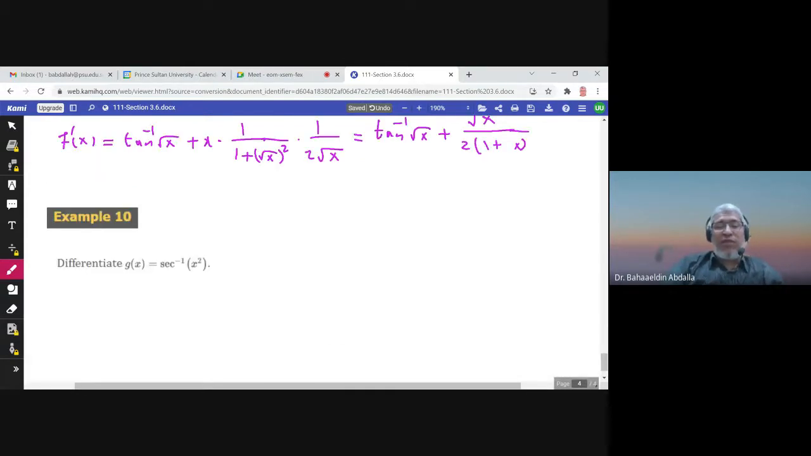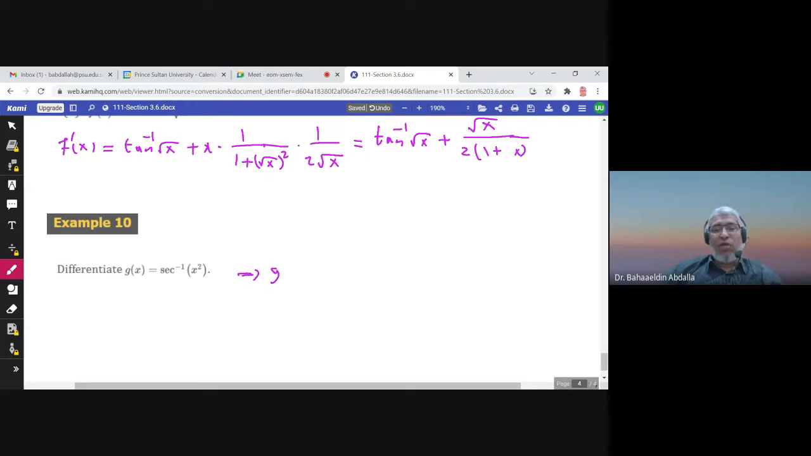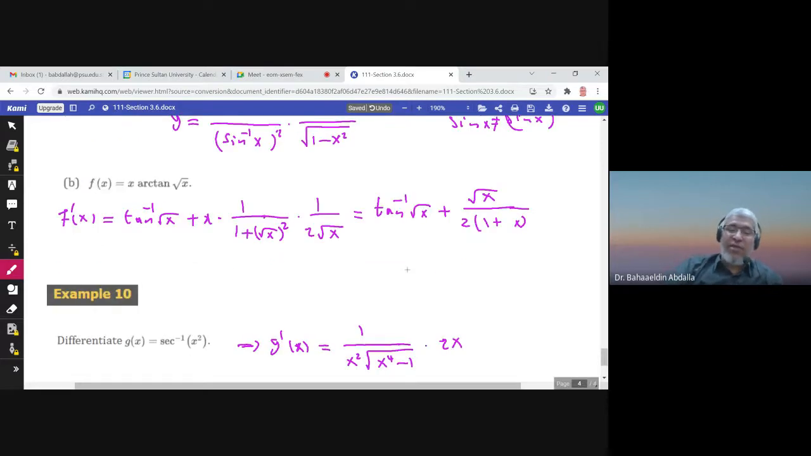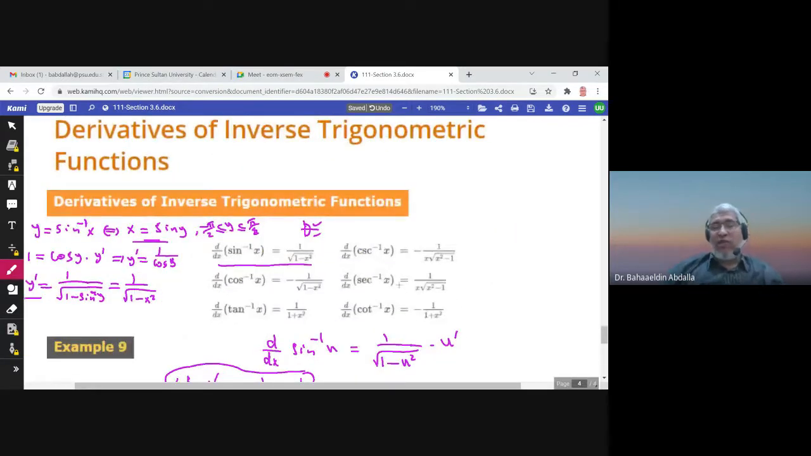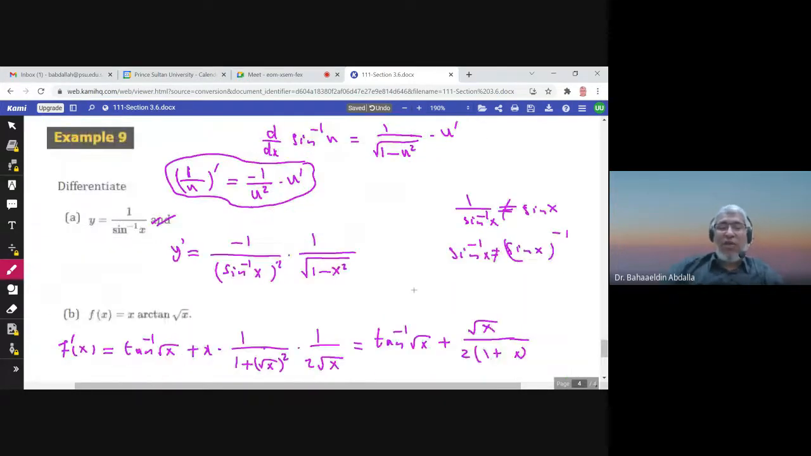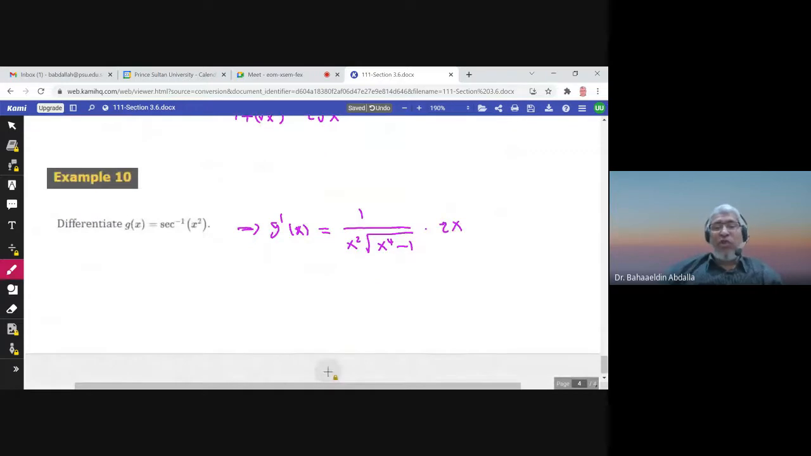Finally, let us find the derivative of secant inverse x squared. Well, g prime would be, this is secant inverse of u. The derivative is 1 over u, which is x squared, times the square root of u squared, which is x to the power 4, minus 1, times the derivative of x squared, which is 2x. So this is exactly the chain rule. The derivative of secant inverse is 1 over x times the square root of x squared minus 1. If it is not x, if it is u, you write 1 over u times the square root of u squared minus 1 times the derivative of u, 2x. Or you can cancel this x with the square here, and you can write the final answer as 2 over x times the square root of x to the power 4 minus 1.